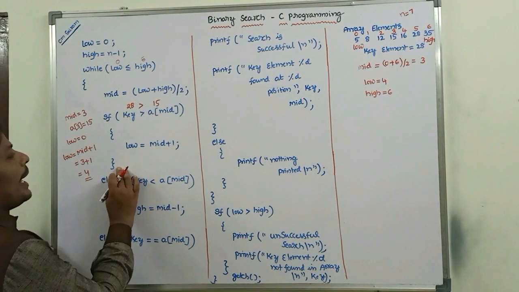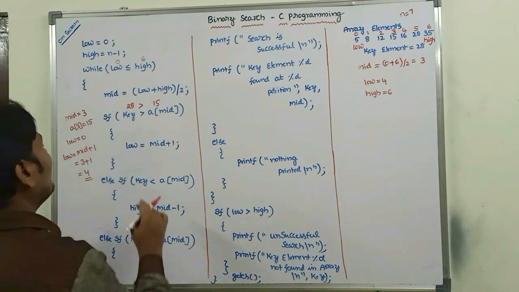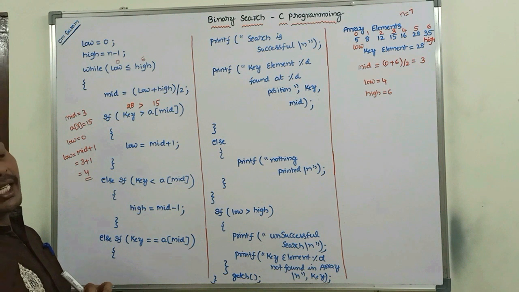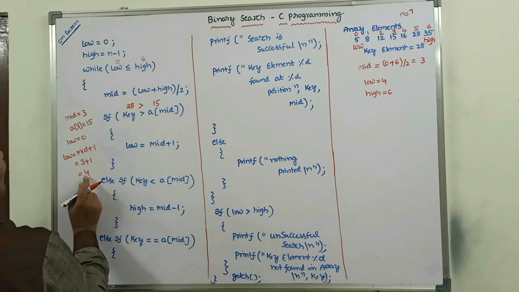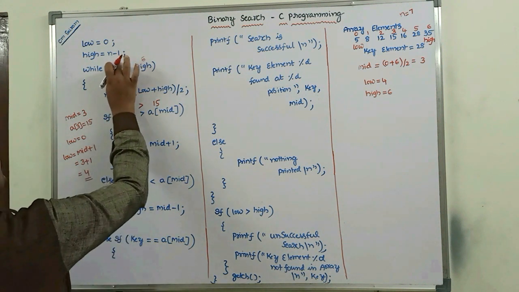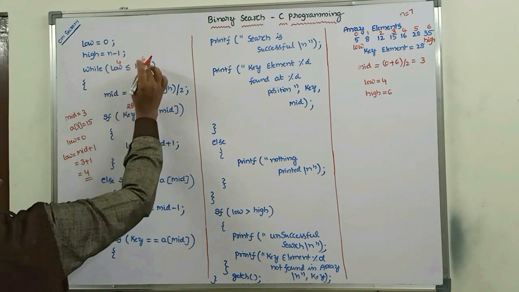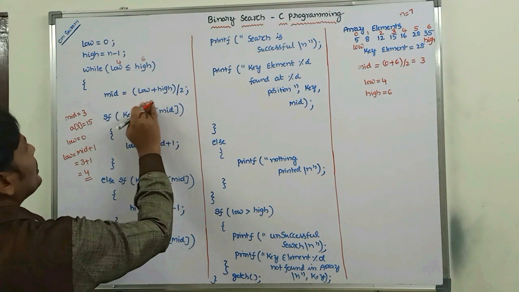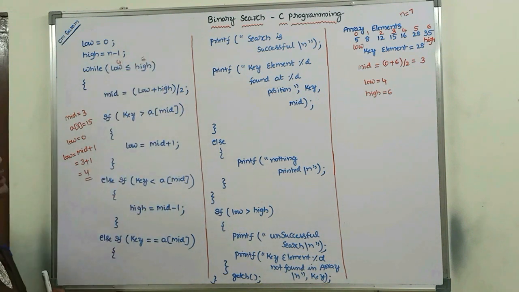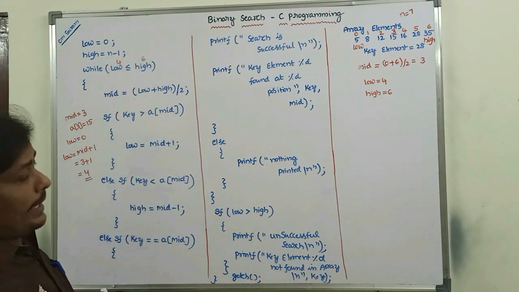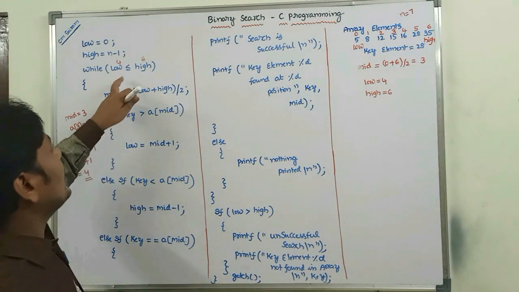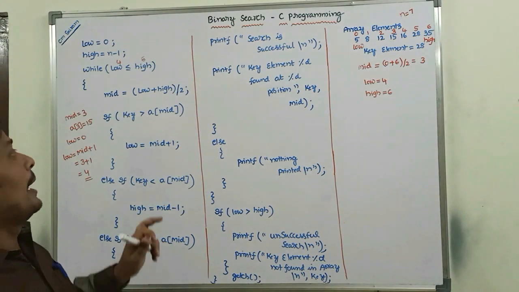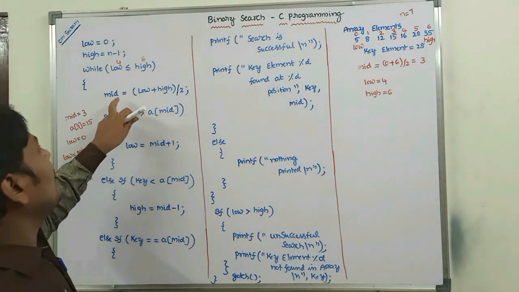Again we are checking the condition at the while loop. Now the low value becomes 4 and the high value is 6. So low less than or equal to high means 4 less than or equal to 6, condition true. The control goes to the body of the while loop. Again we are calculating the mid value.